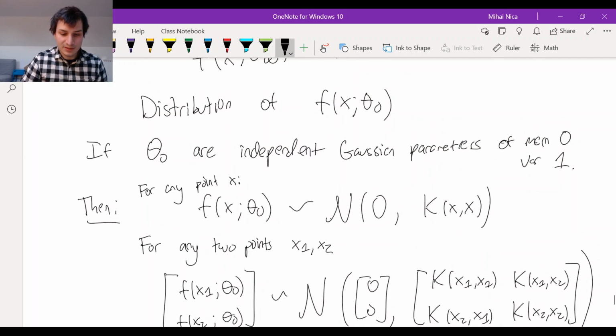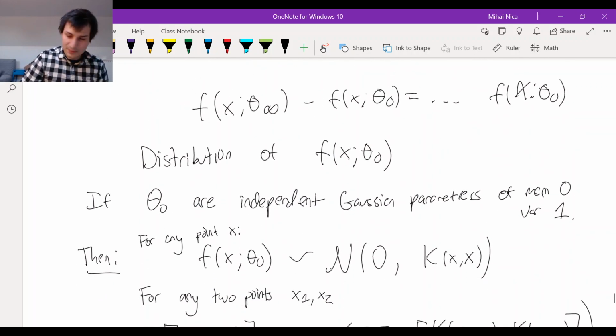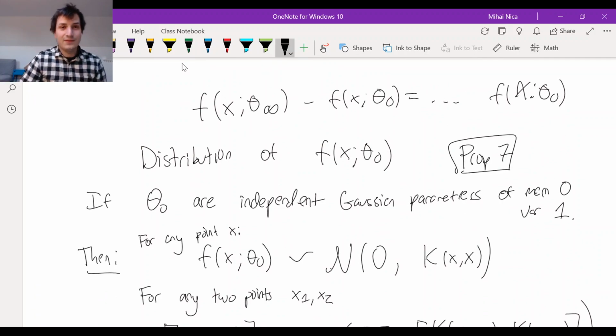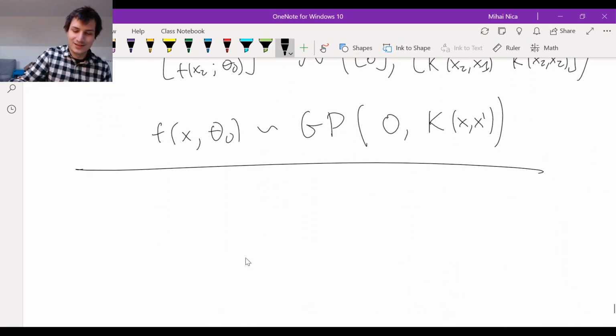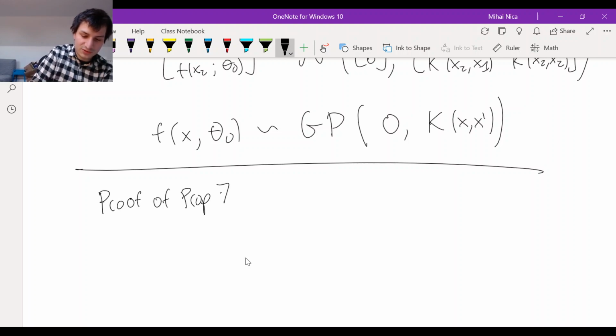So that is the statement, and I think this has a name. It's proposition 7 in the notes. And there are 2 ways you can look at the proof of proposition 7. In the notes, I did the easy way. The proof of proposition 7 just follows from a fact about Gaussians, which is that when you matrix multiply Gaussians, you get more Gaussians.